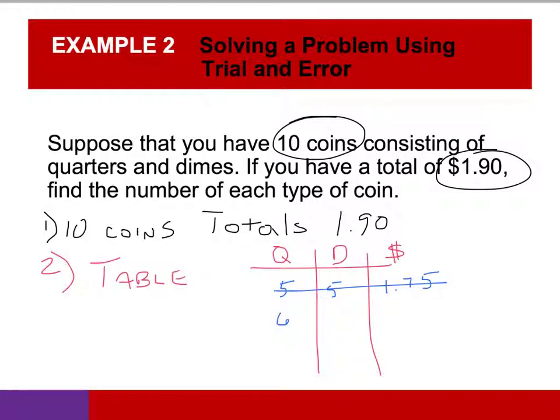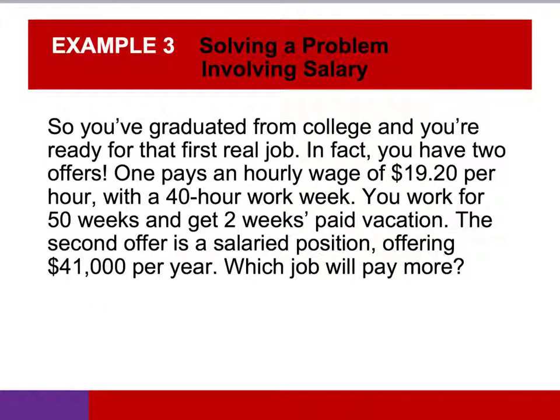So I'm going to have 6 quarters, and if I got 6 quarters, I would have to have 4 dimes. So 6 quarters is $1.50 plus 4 dimes, that's 40 cents. So there we go, $1.90. Trial and error shows me I would have 6 quarters and 4 dimes. Alright, so it's as simple as that. And my last step, step 4, I'd write it out as a complete sentence. Okay, try it now if you want to go ahead, try to pause this one, but we'll go through the same process.